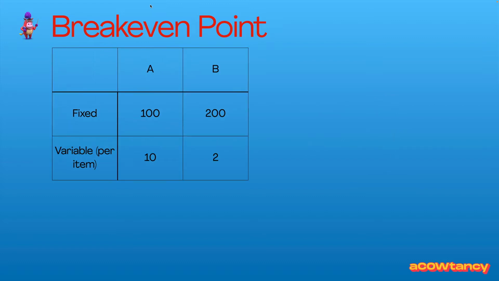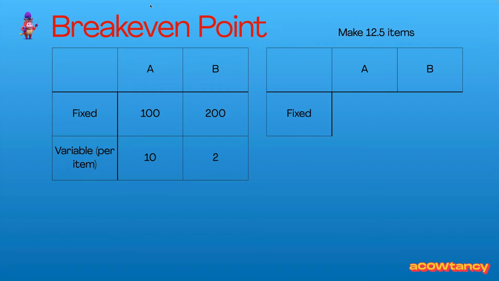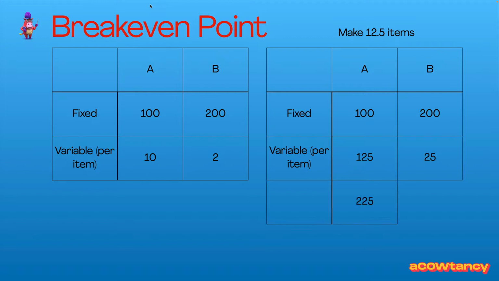Let me explain more. Let me see those 12.5 items now then. So if we did make 12.5 items, they'd both have the same fixed costs. The variable cost, though, for A would be 10 times 12.5, which is 125. But for B would be 2 times 12.5, which is 25. Add them together, and it's 225, because now it's equal. If you make any more above 12.5 items, it will be cheaper to be using machine B, because their variable cost is only 2 per unit. Okay, so a little bit tricky. I've never been shown this before.